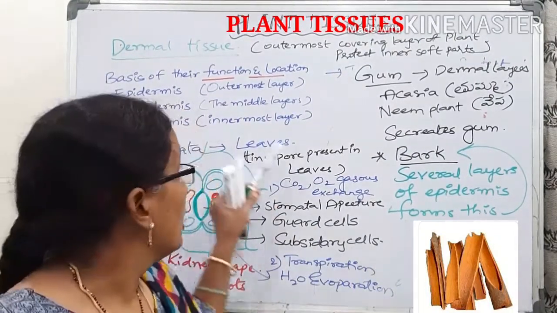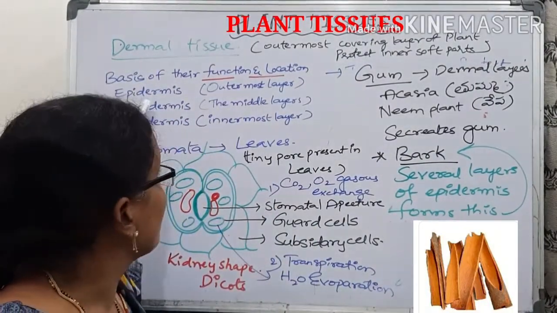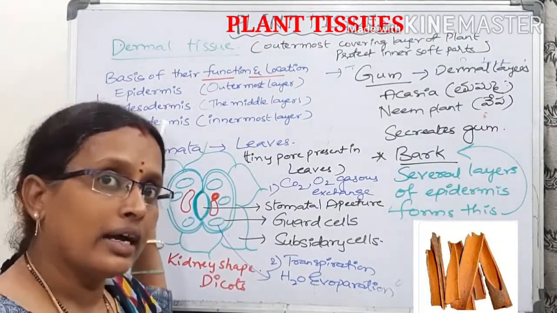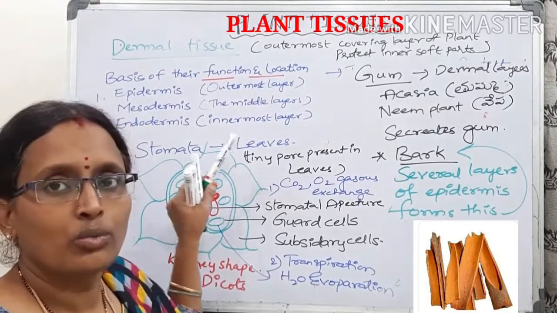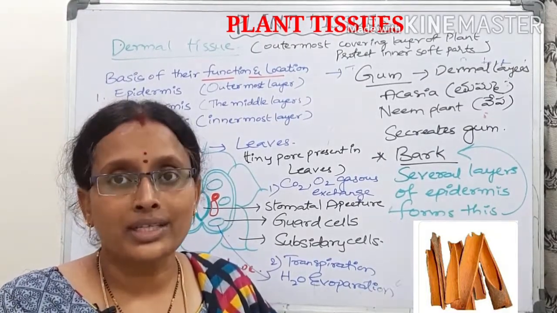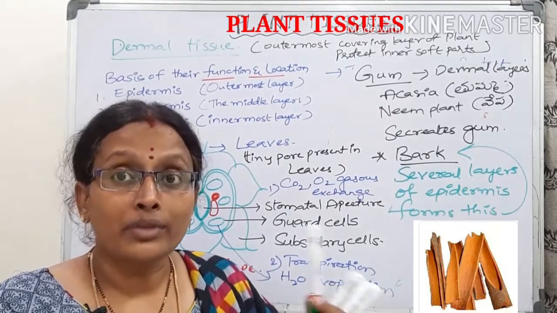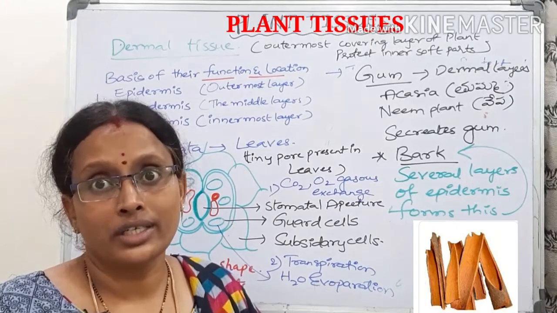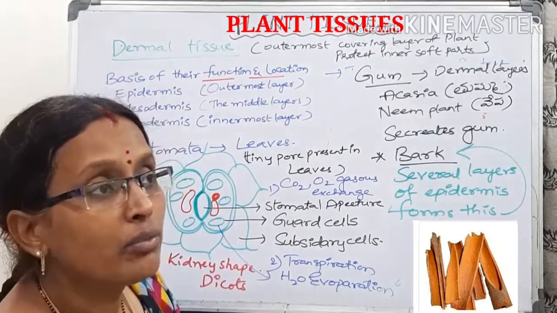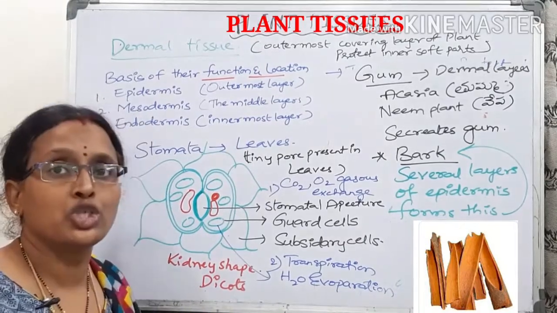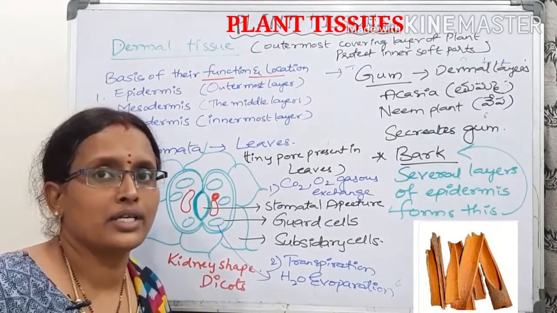If pathogens come past the epidermis, there is another layer in the plants to protect. If they cross that, another more. So several layers of dermal tissues are there to protect the innermost parts from bacteria and other pathogens. They protect the innermost parts of the plants. This is about dermal tissue which is there in the plants. Thank you.